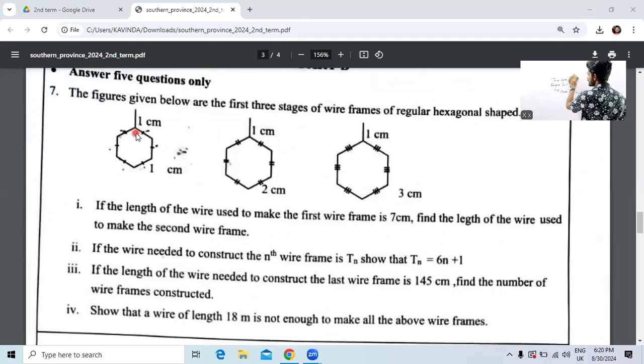Let's see. 2024 Southern Province paper. So let's take what the terms are. How many centimeters are there? 1, 2, 3, 4, 5, 6, 7 centimeters are there. 7, comma. Let's write down the progression.